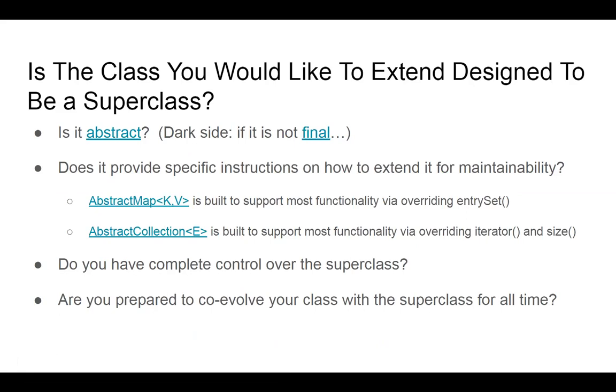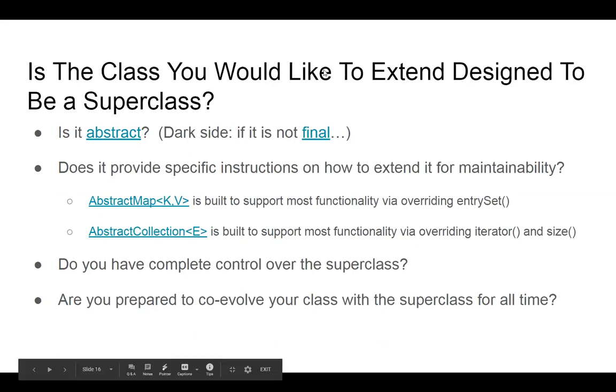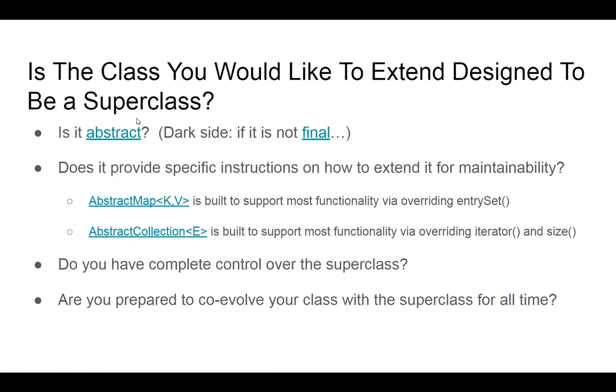Another question to ask yourself when you're doing this is, is the class you would like to extend designed to be a superclass? Is it abstract, right? If something is abstract, you can't make an instance of it. It's been designed to be a subclass, that sort of thing. The dark side, and this is what most people go with, is, well, if it's not final, that means they didn't preclude it, so it's obviously open for business.